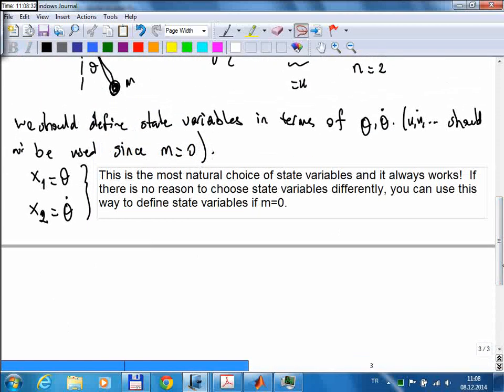Okay, so let me just quickly complete this example. So these are my state variables. Now I need to write the state equations. The state equations are just the derivatives of my state variables. The first equation x1 dot is equal to theta dot, and x2 dot is equal to theta double dot.